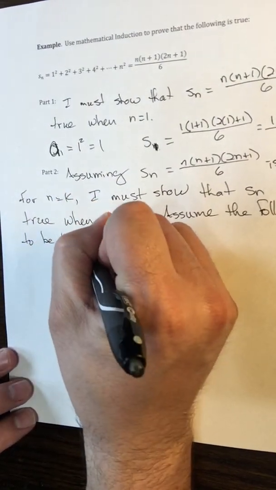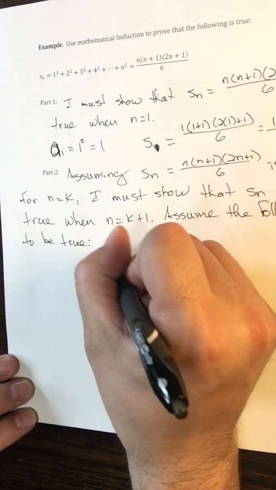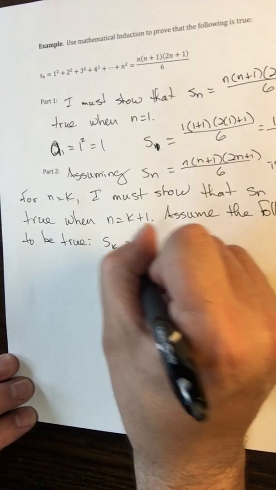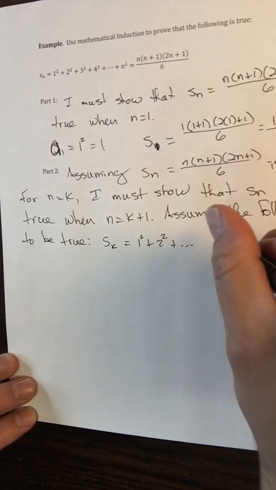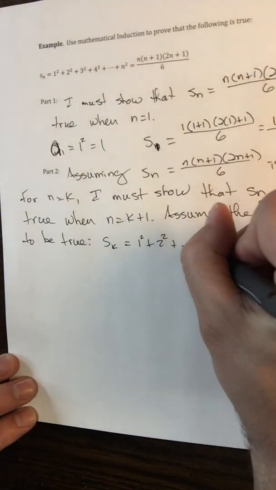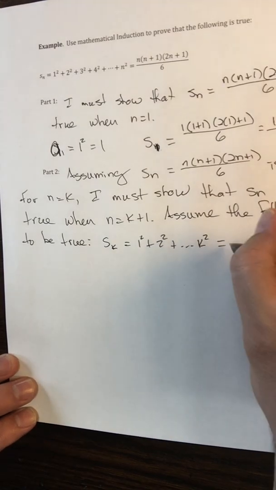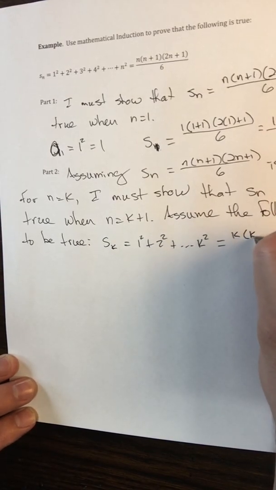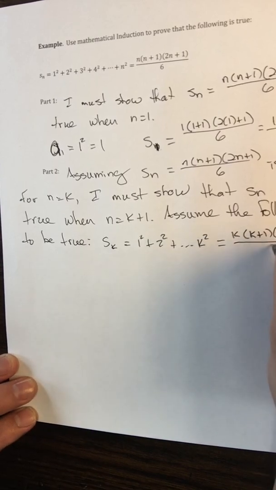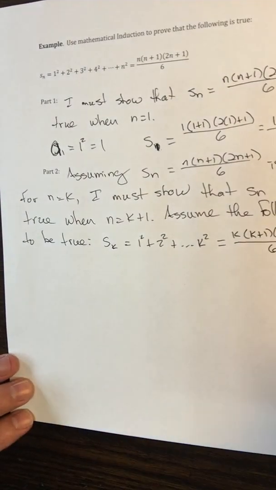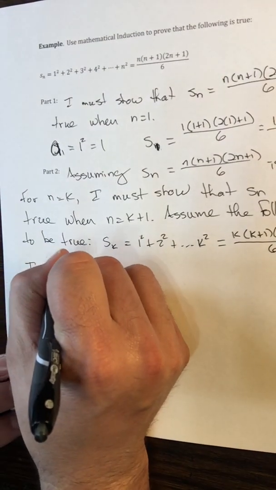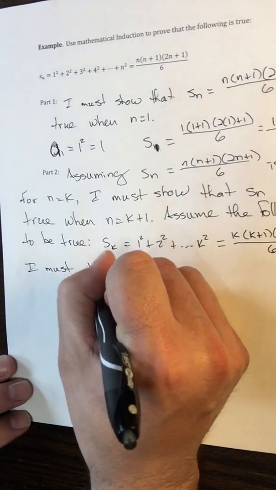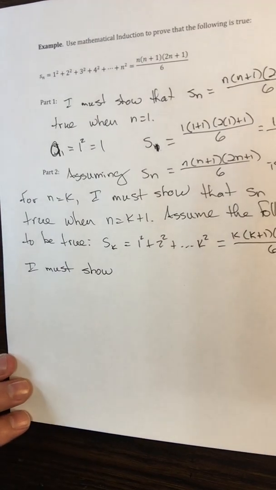Okay, I'm just going to say this is true when n equals k. So S sub k is equal to 1 squared plus 2 squared plus all the way up to, I'm going to put a k in there and say k squared. I'm going to assume that that would actually be equal to k times k plus 1 times 2k plus 1 over 6. Okay, that's an assumption, and I'm going to use substitution with that later. I must show the ability to get to the next step on the ladder. That's what I must show.